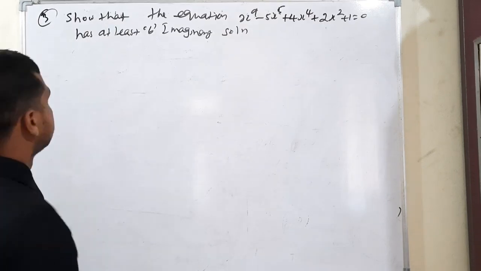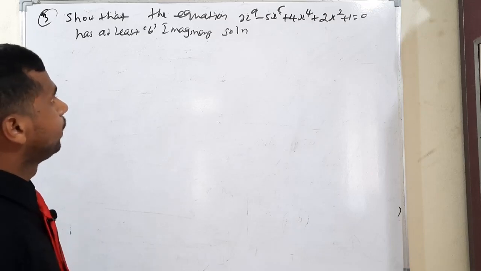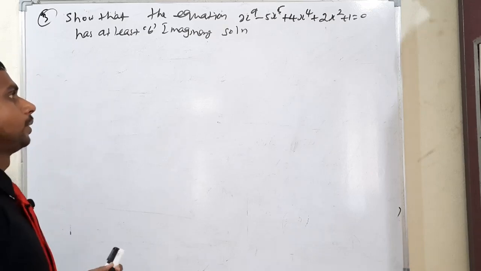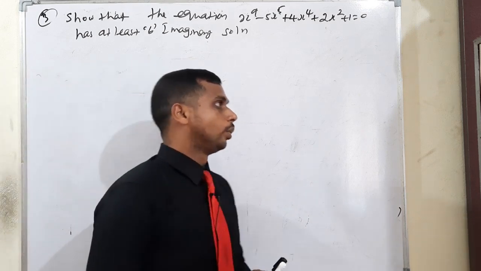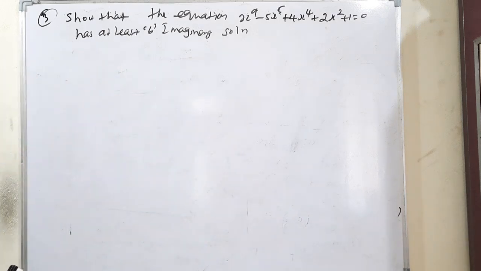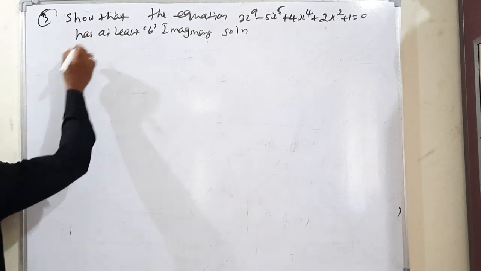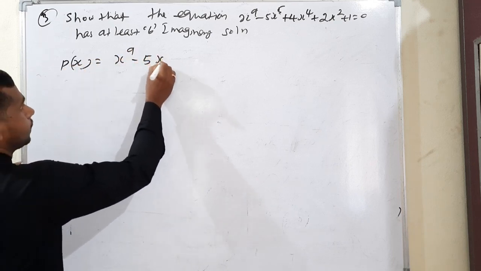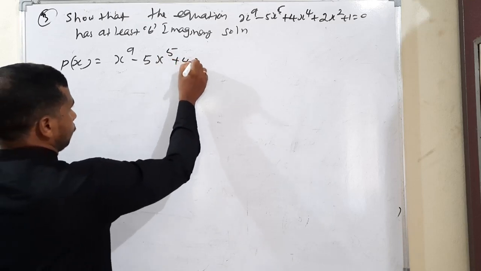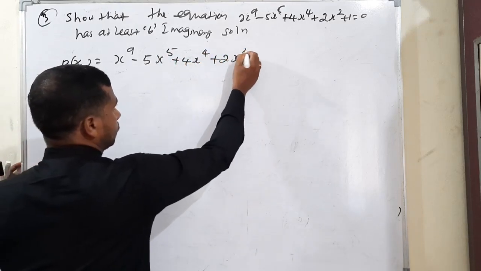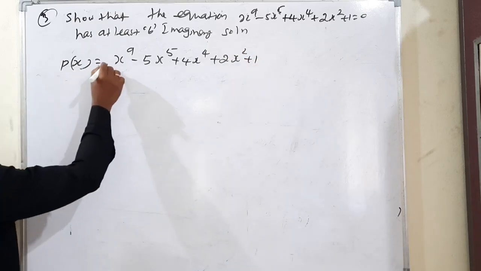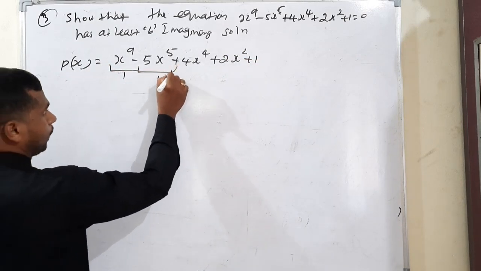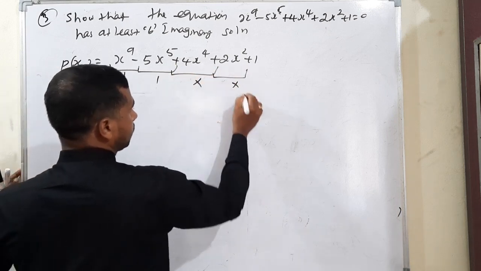Question number 3 from exercise 3.6: show that the equation x to the power 9 minus 5x to the power 5 plus 4x to the power 4 plus 2x square plus 1 is equal to 0 has at least 6 imaginary solutions. Already we discussed one example question, I think example 3.30. Here also the same concept. First, consider p of x. x to the power 9 minus 5x to the power 5 plus 4x to the power 4 plus 2x square plus 1. Number of sign changes: plus 2 minus, 1 sign change; minus 2 plus, 1 sign change; plus 2 plus, no sign change.